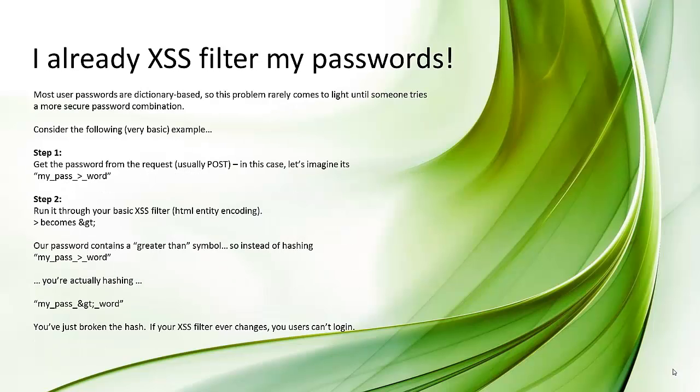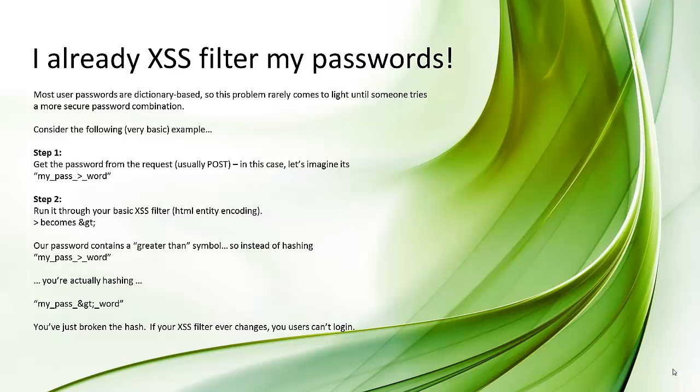So what if you already cross-site scripting filter your passwords? Well, unfortunately, most users use dictionary-based passwords, so this problem rarely comes to light until someone tries a more secure password combination. So consider the following example. Step 1. Get the password from the request, and in this case, let's imagine it's my pass greater than word separated with underscores. Step 2. Run it through your basic cross-site scripting filter.